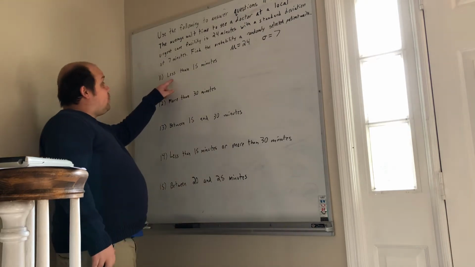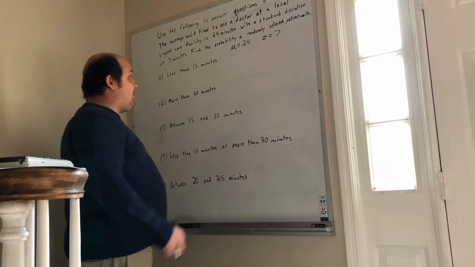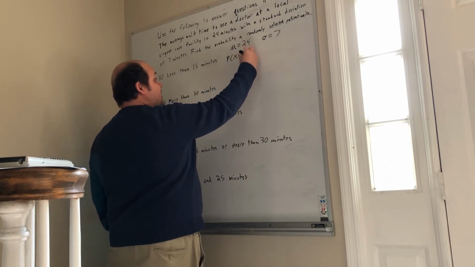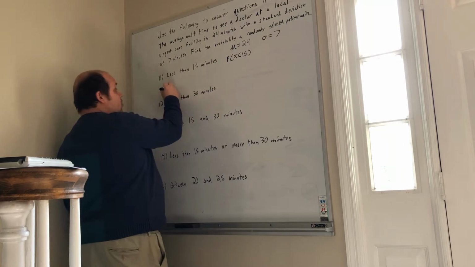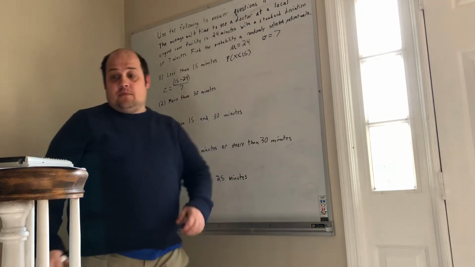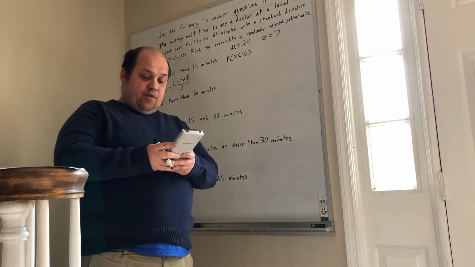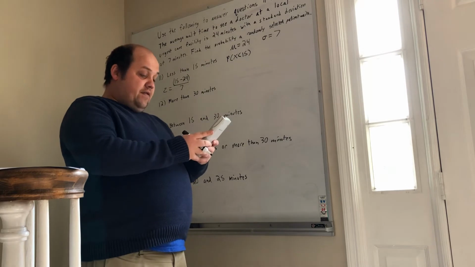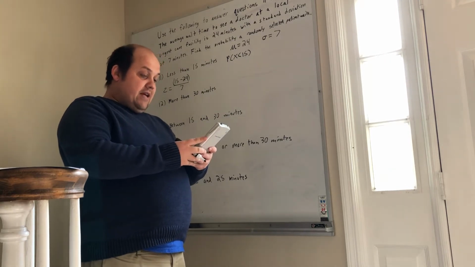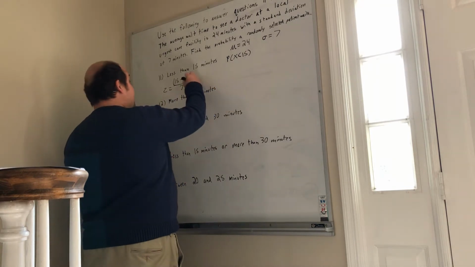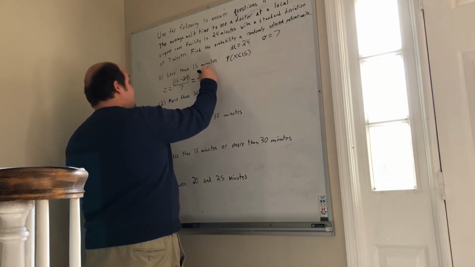The first question says, what's the probability somebody waits less than 15 minutes? Another way of saying this is, what's the probability that x is less than 15? So when we go to set up our z-score, we put 15 in where x goes, minus the mean of 24, divided by the standard deviation of 7. Again, I'm going to go to my calculator, making sure that I do the subtraction on top first, then do the division. So 15 minus 24 divided by 7 gives me negative 1.2857, which I'm going to call negative 1.29.